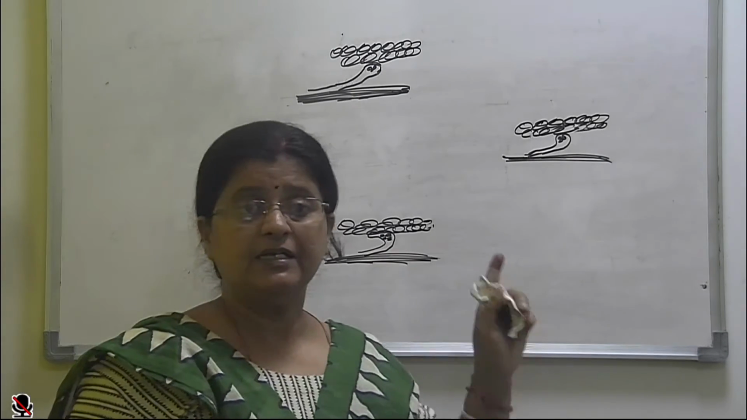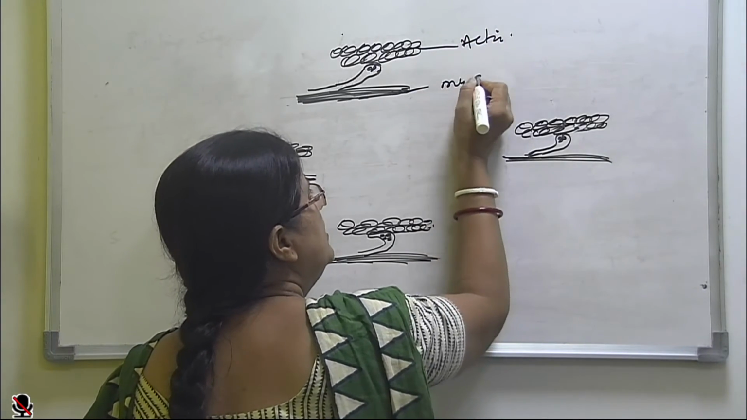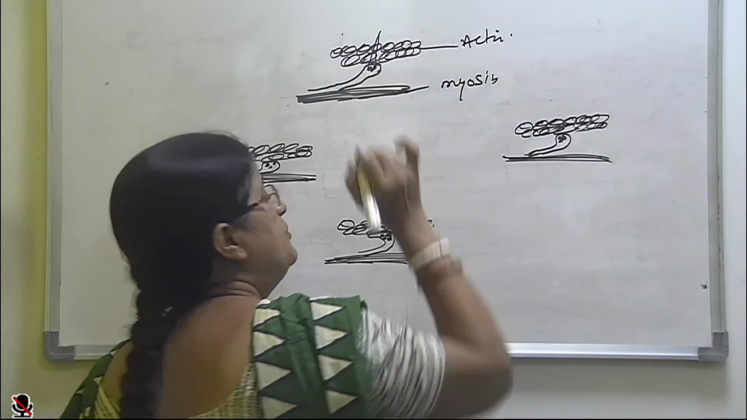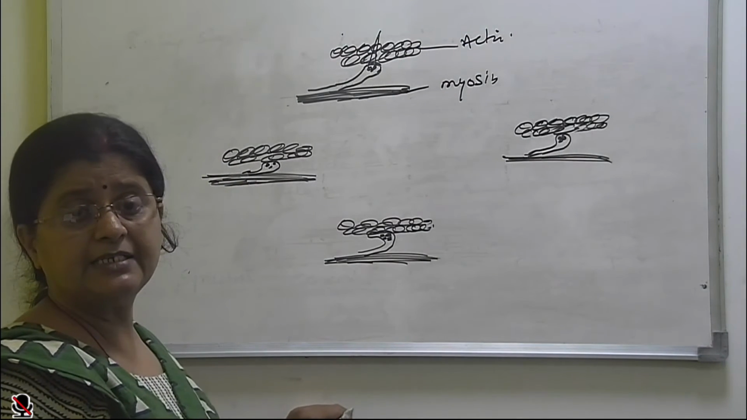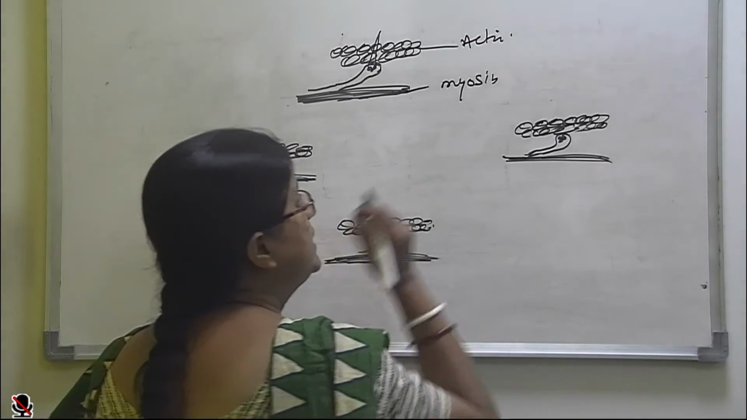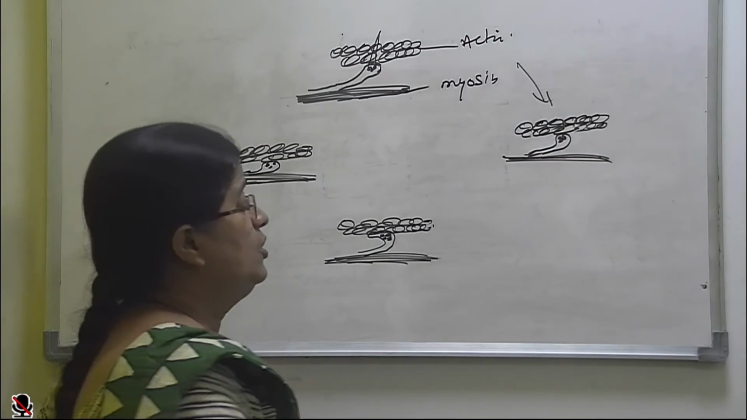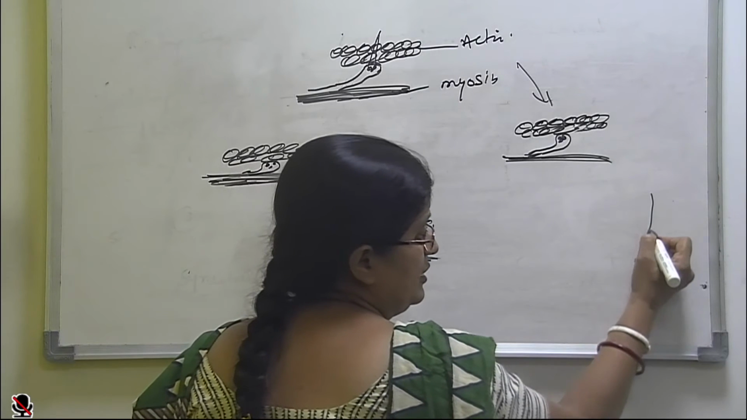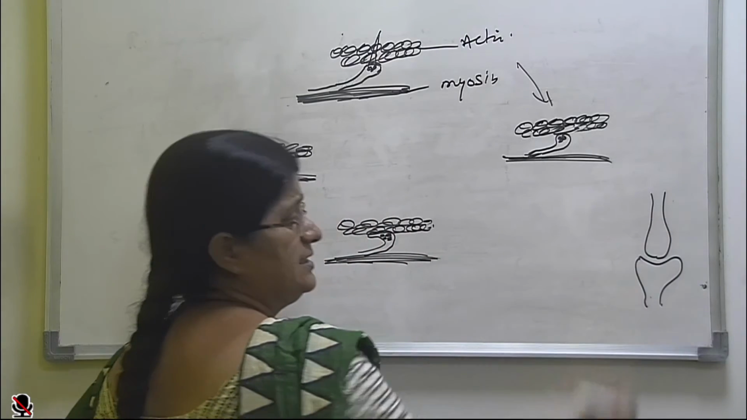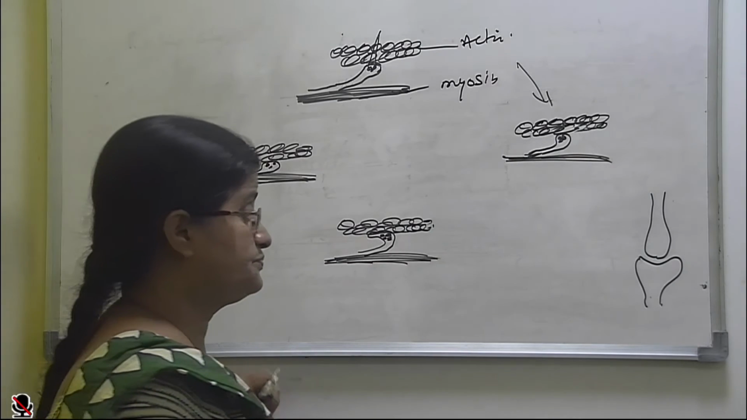Now this is your actin filament, this is the myosin filament, and this is your ATP binding site and the actin binding site of the myosin, right? Now when a stimulus comes, suppose this is a skeleton and this is a muscle, right? So this is the myoneural junction I am showing you here.